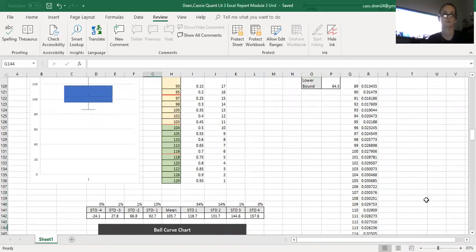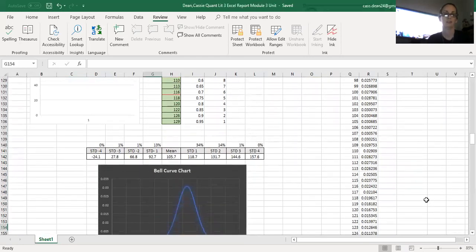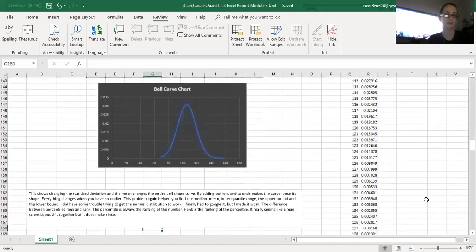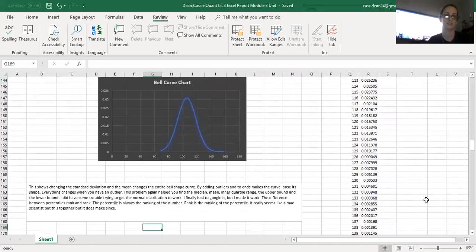My bell curve chart kind of turned out, I don't know. It shows that changing standard deviation to mean changes the entire bell-shaped curve. Adding outliers to the ends makes it lose its curve shape. Everything changes when you have an outlier. This problem helps you find the mean, median, interquartile range, and the upper bound and lower bound.